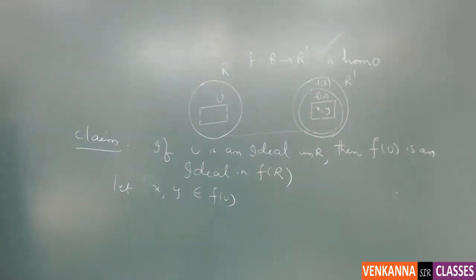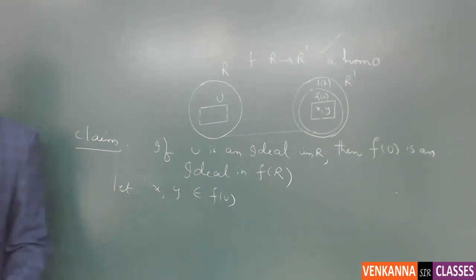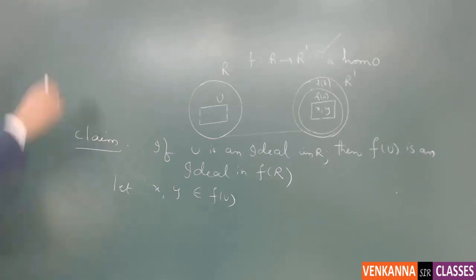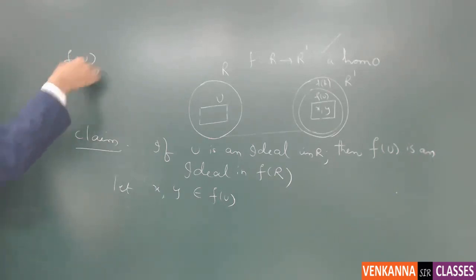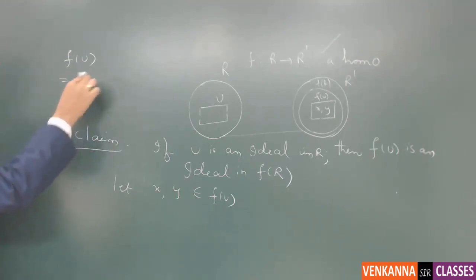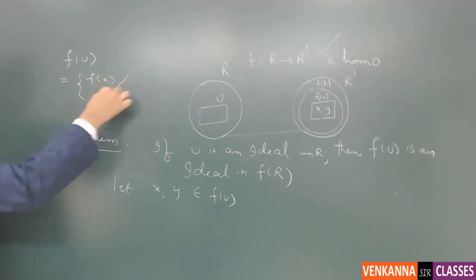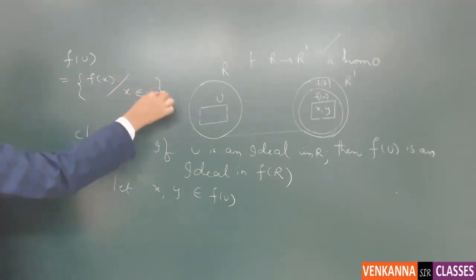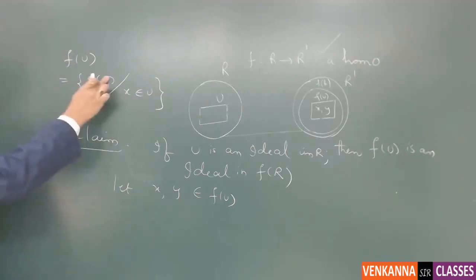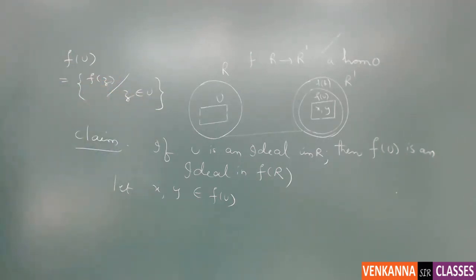So what we have to prove? The difference between them must belong to f of U. So actually, what is the formal definition of f of U? It is nothing but the set of all image values where the element is taken in U. Or generally you can write it as the set of all f of z where z belongs to U. This is nothing but the image set f of U.